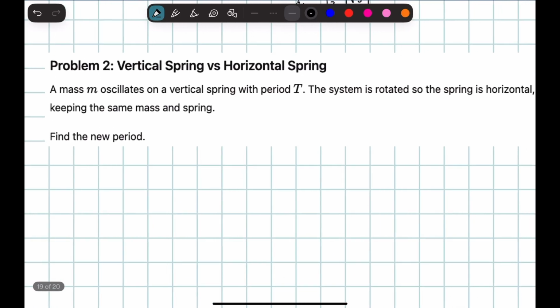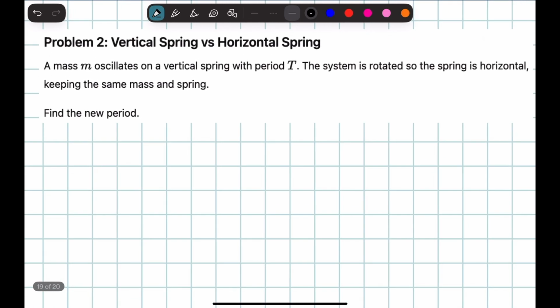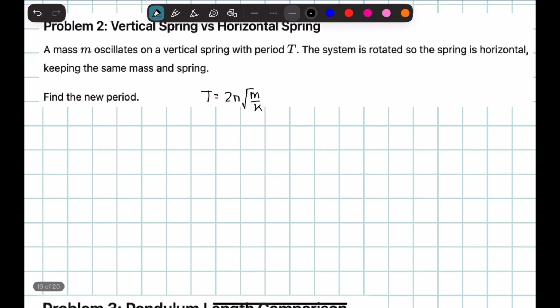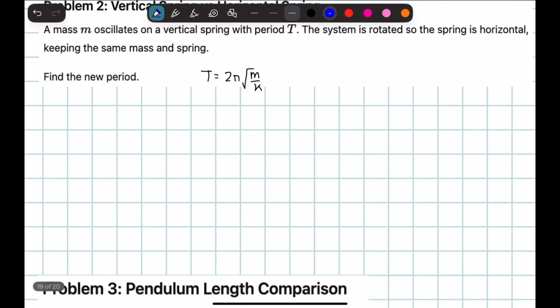A mass M oscillates on a vertical spring with period T. The system is rotated so the spring is horizontal, keeping the same mass and spring. Find the new period. T is equal to 2 pi root of M over K. The period for a spring only depends on M and K.